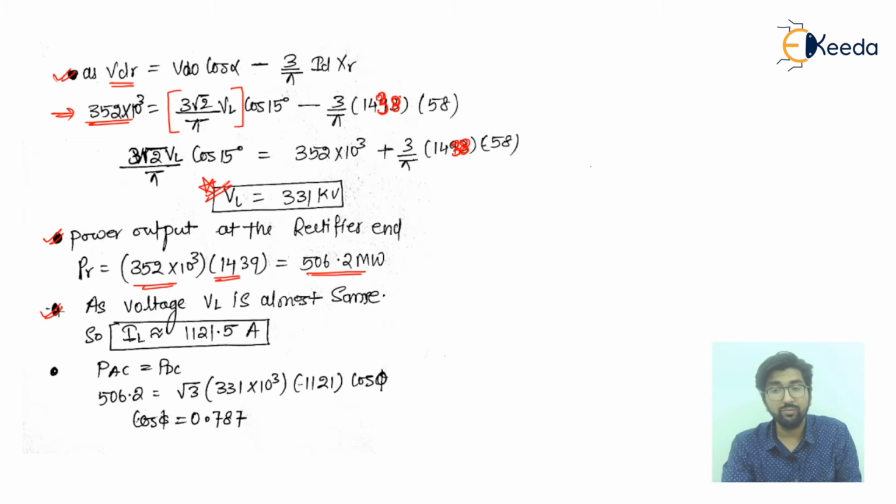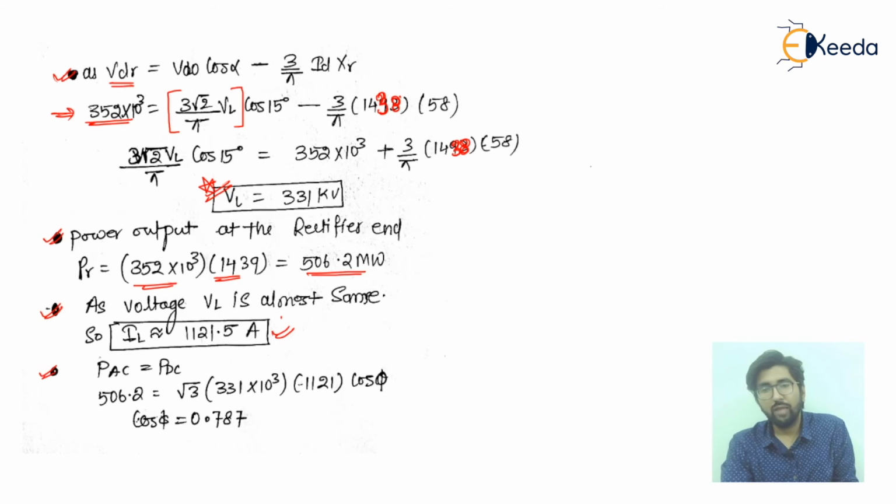After putting these values, as the voltage VL is almost the same, IL is going to be 1121.5 ampere. Okay, because PR is also 506.2 megawatt, and at the inverter side it is also 500 megawatt. So there is actually very little difference if we talk about the megawatt values, because it is 10 raised to power 6. So I can clearly say that it is a small change as per their values. So 1121.5 ampere is actually the value of IL. I have compared the values, otherwise you can find it from the formula also.